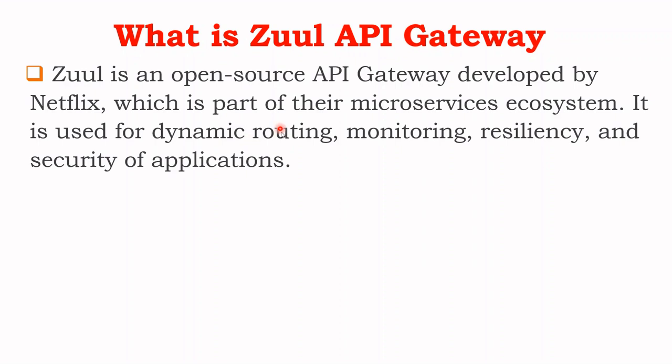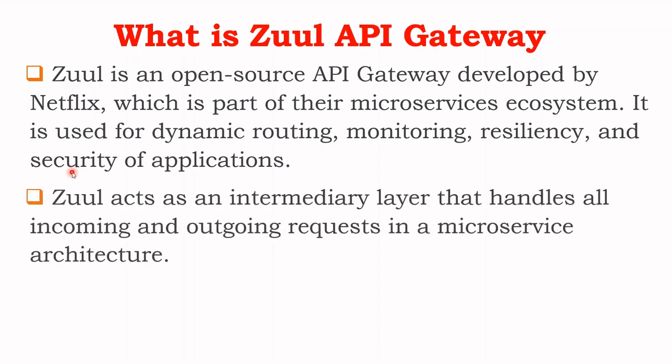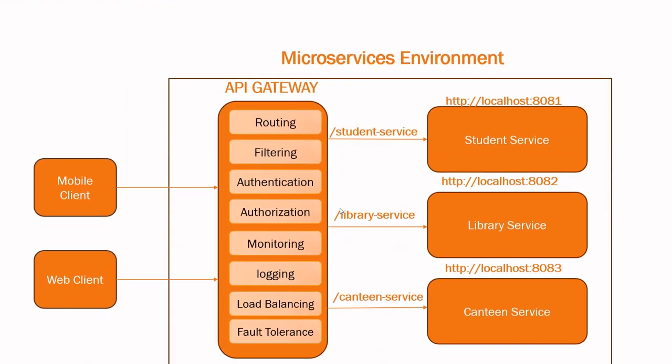So with the help of Zuul you can do routing, monitoring, resiliency, security, and various other things. We'll try to understand each and every point. So Zuul acts as an intermediary layer that handles all incoming and outgoing requests in a microservice architecture. With the help of various filters it handles requests and responses. We'll try to understand that in upcoming slides.